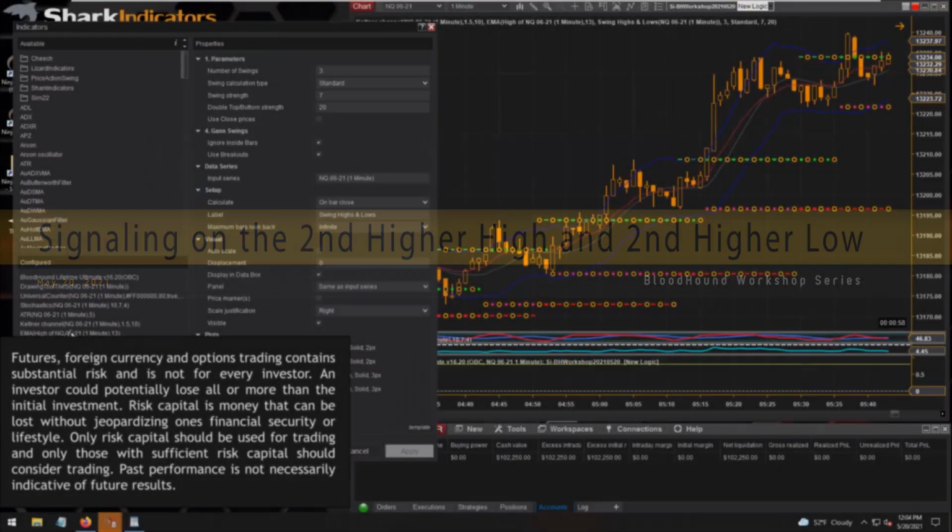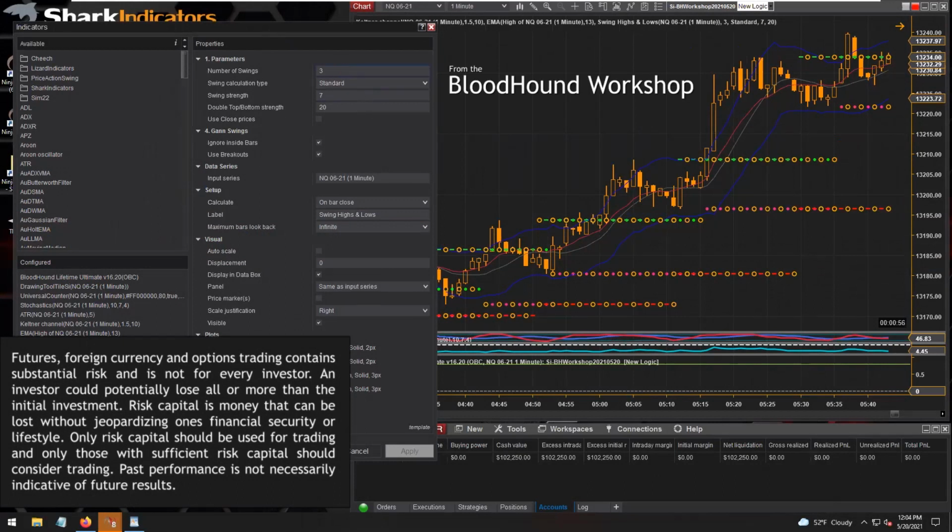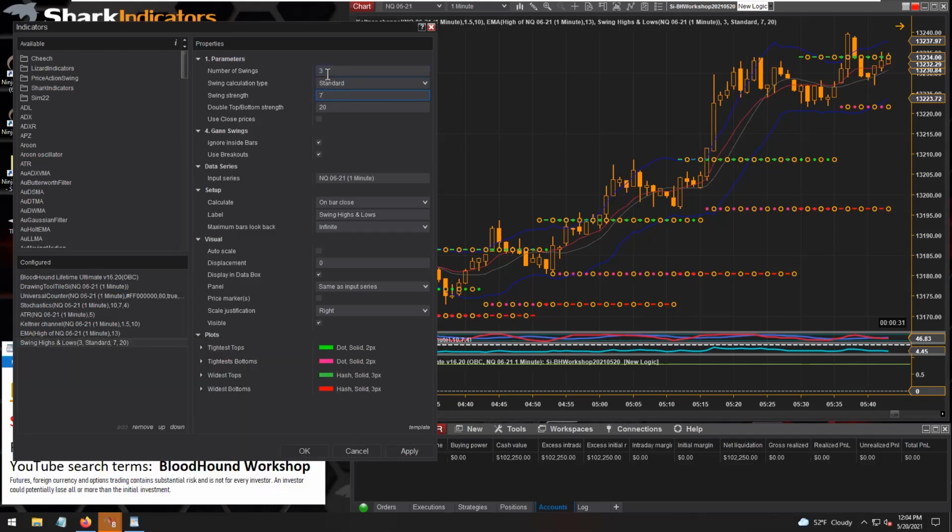For the swings, highs, lows indicator, I'm using a number of swings of 3. And generally speaking, when you reduce the number of swings, you get a faster response time on the higher highs and the lower lows swing points there. And I'm just going to use the standard swing strength of 7, and we use the calculation mode of standard. So everything's going to be default except the number of swings, we knock it down 1, down to 3.